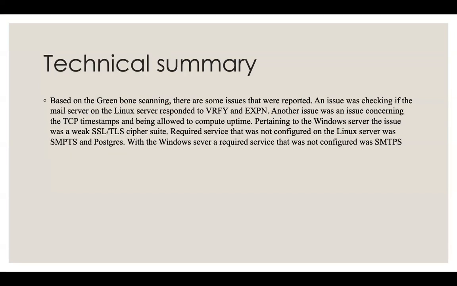Technical summary. Based on the Greenbone scanning, there are some issues that were reported. An issue was checking if the mail server on the Linux responded to VRFY and EXPN. Another issue was concerning the TCP timestamps, as we discussed earlier in the executive summary. And pertaining to the Windows, it was dealing with the weak SSL/TLS cipher. Some recommended services were not configured on the Linux server, like SMTPS and Postgres, and also some ports that weren't supposed to be open were open, compared to the Windows server.